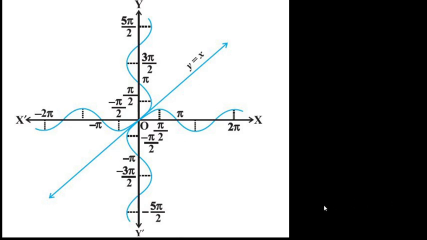Let me combine y is equal to sine x and y is equal to sine inverse of x. So this graph represents both. What about this? This graph represents y is equal to sine x. What about this? Here y is equal to sine inverse of x. Are you able to follow?